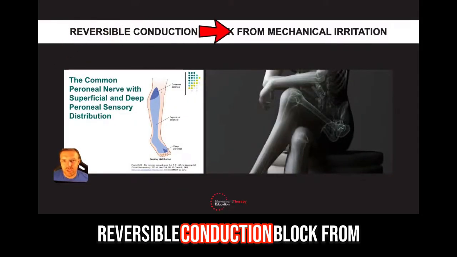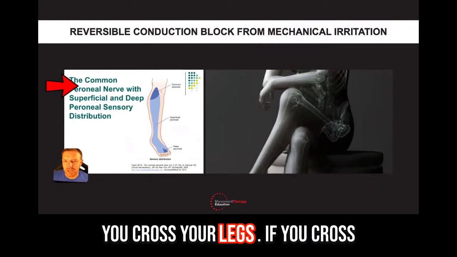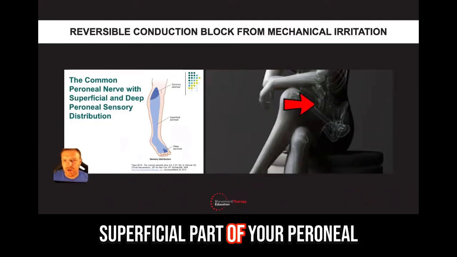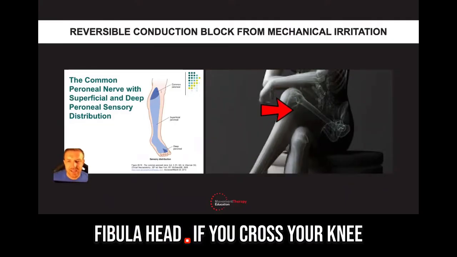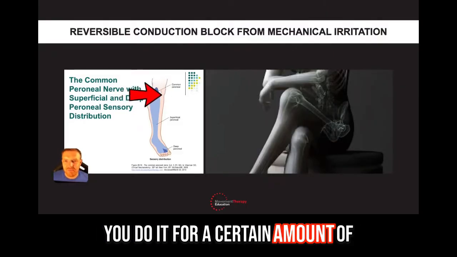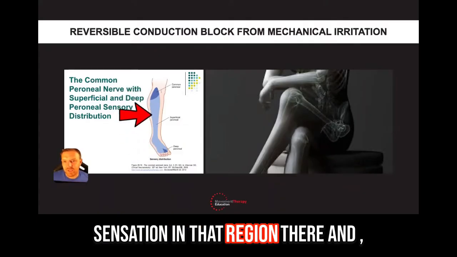The reversible conduction block from mechanical irritation is like when you cross your legs. If you cross your legs, you've got a very superficial part of your peroneal nerve, which is right close to your fibular head. If you cross one leg over the other for a certain amount of time, you will start to lose sensation in that region.